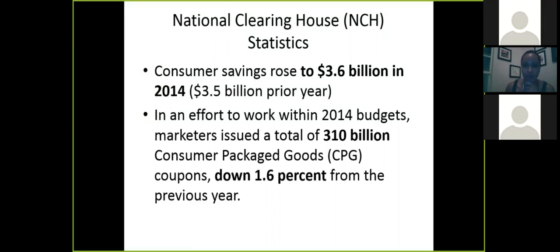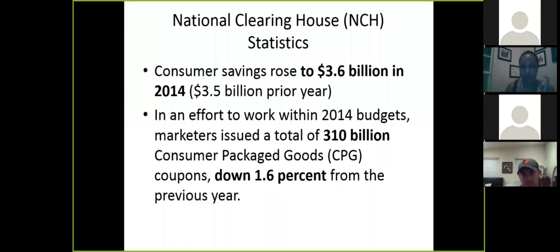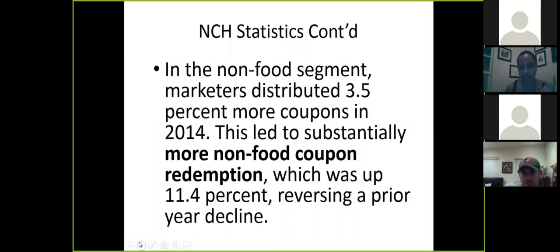So basically what I'm going to do is share some stats from the National Clearinghouse. As you can see on the slide here, consumer savings rose to $3.6 billion in 2014, $3.5 billion prior year. And in an effort to work within the 2014 budget, marketers issued a total of 310 billion consumer packaged goods coupons, down just a little bit, 1.6% from the previous year. So not too shabby. So you can see the coupon industry is money making.